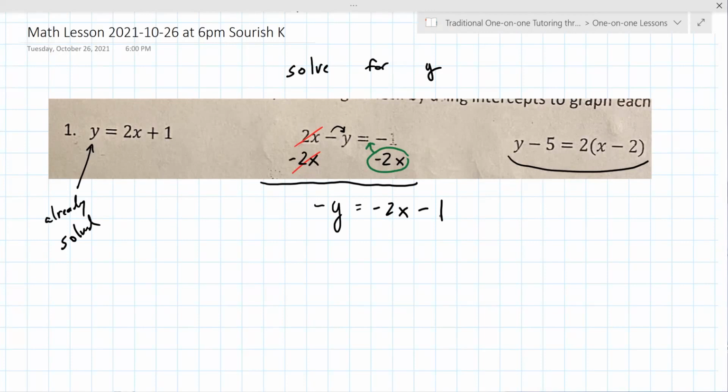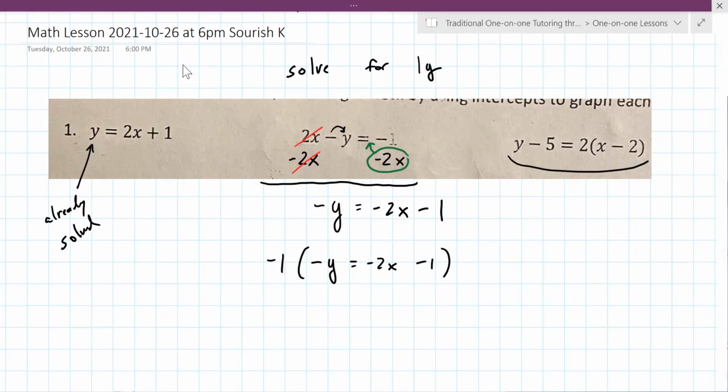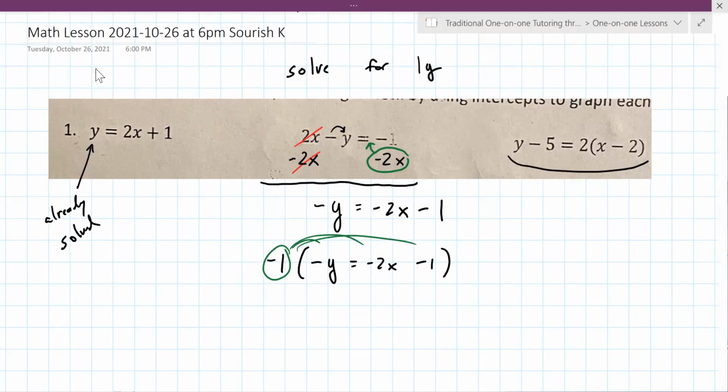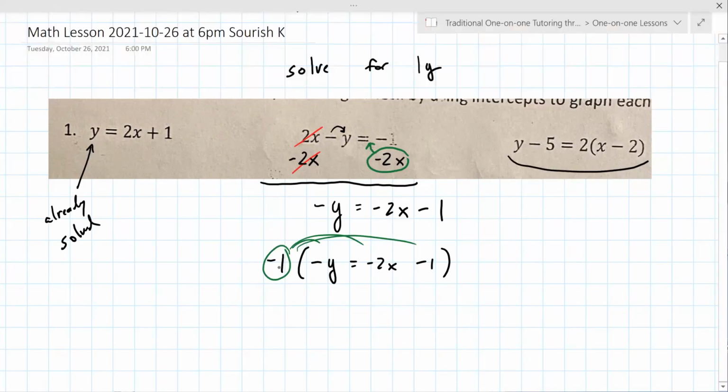Now currently, it is not solved for y. Y is not by itself. It has to be exactly y, or 1y. It cannot be negative y. It has to be positive. So to do that, you're going to multiply everything by -1. So every number gets multiplied. So I have to put negative y equals negative 2x minus 1, and then you change the sign of everyone by multiplying by -1.